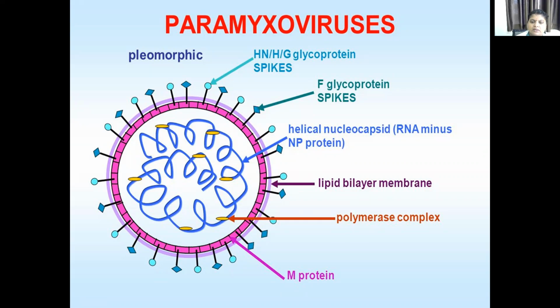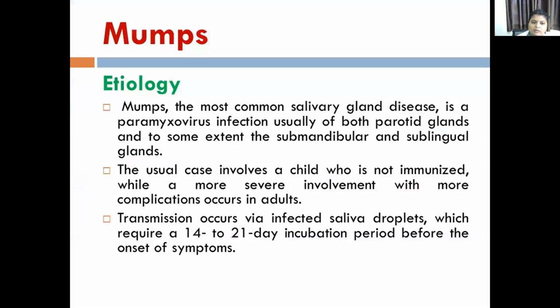So this H spike contains hemolytic and hemagglutination activity and neuraminidase activity. It is mainly responsible for the adsorption of the virus to the host cell, whereas F protein is responsible for the fusion of the virions to the plasma membrane of the host cells. In that way, it enters into the host cell.